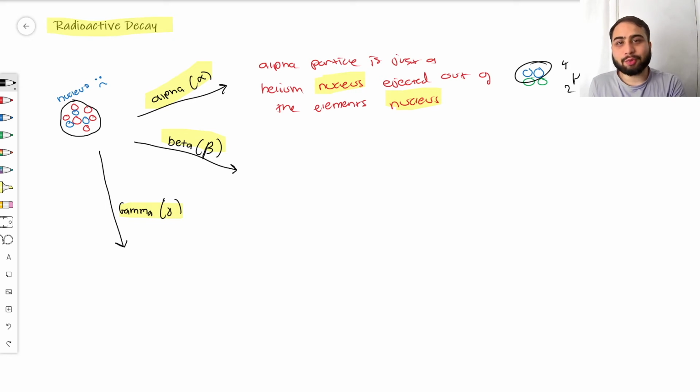and 2 proton numbers because it has 2 protons. Okay, so that's our first route to becoming more stable. Okay, ejecting an alpha particle out of the nucleus. Then we also have beta particles.